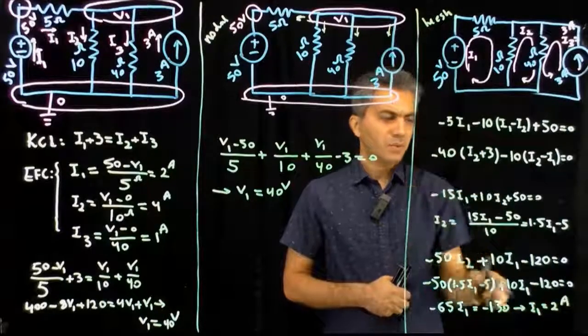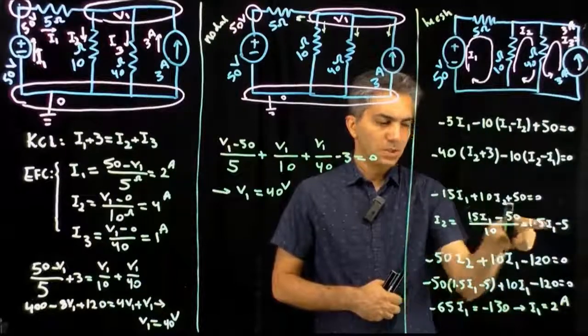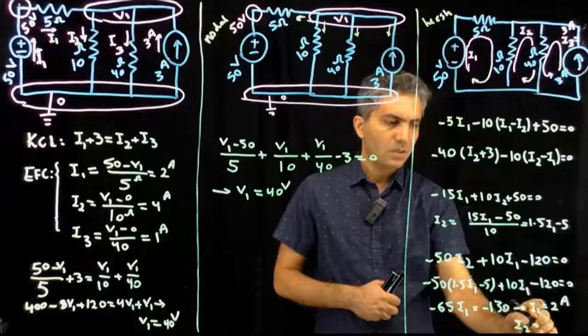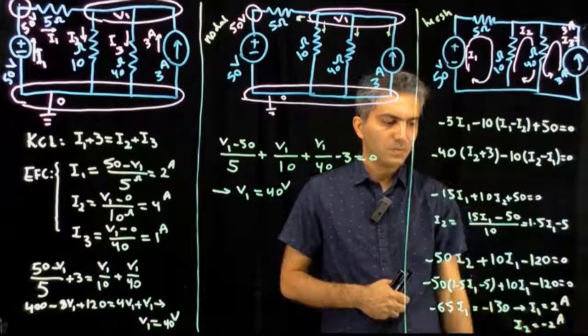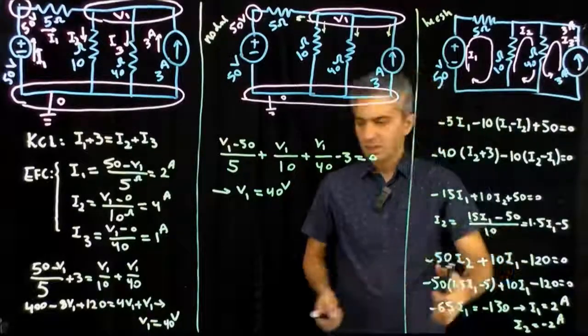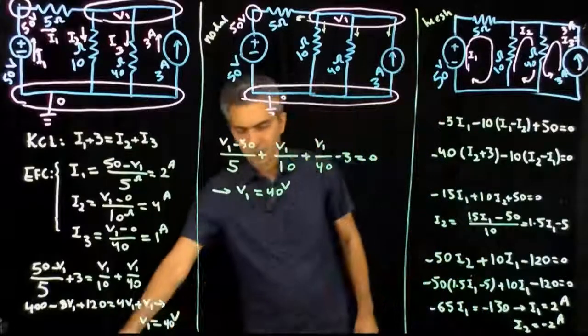So that's 2 amp. Then I use 2 in this equation, and that gives me I2, which ends up being equal to minus 2 amp. Okay, so this concludes the calculation here. Now let's go back and start comparing and contrasting.